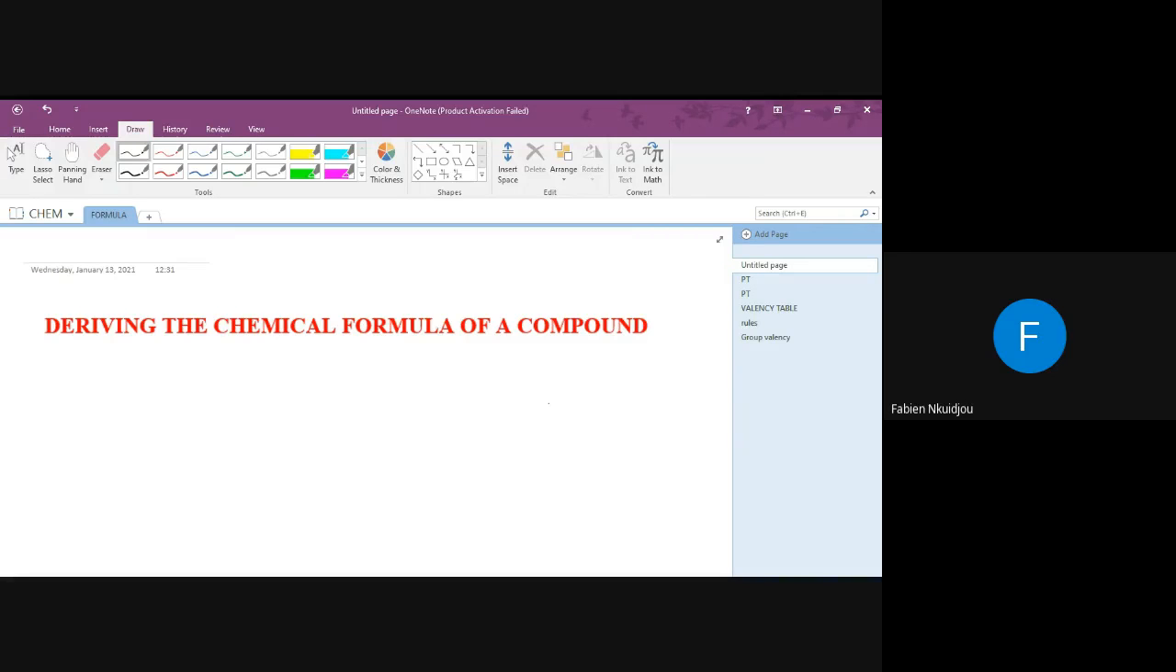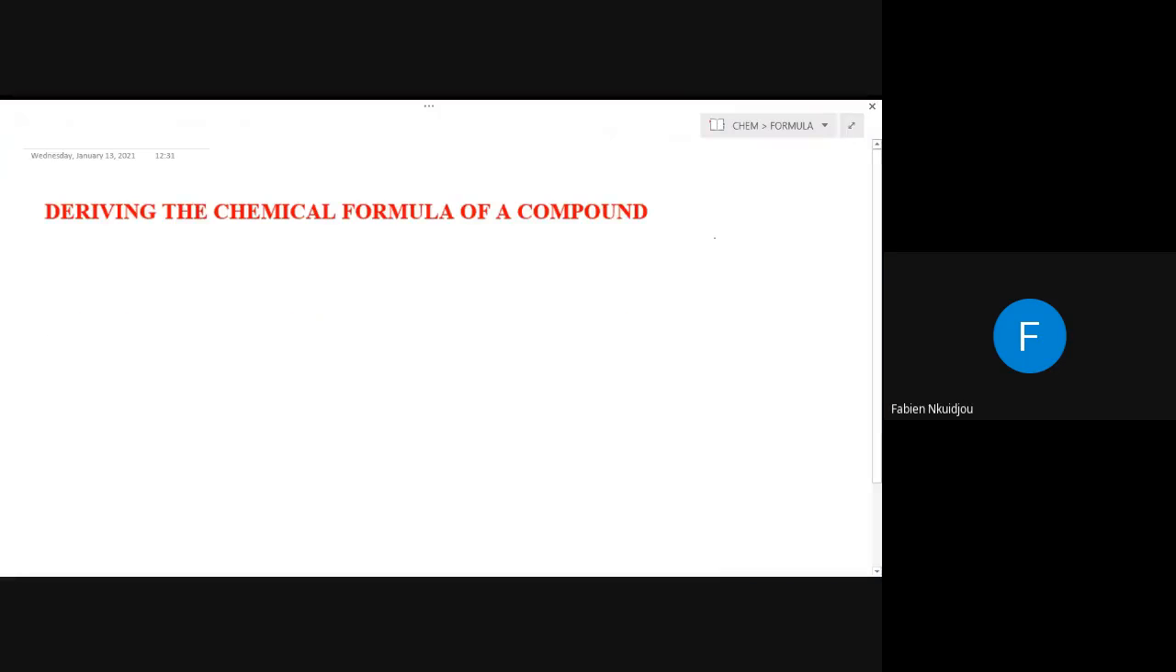So today we are to look at deriving the chemical formula of a compound. Usually, students face a lot of difficulties deriving chemical formulae of different compounds. And so today, that is our main topic of discussion. Now, before we continue, it is important we understand what a compound is. So what is a compound?